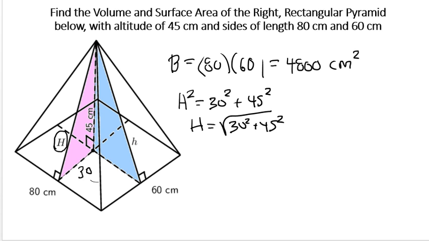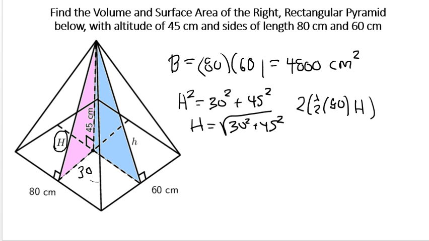Again, I don't have a calculator, but we can figure that out. So the area of the two sides with a base of 80, there's two of them, would be 2 times 1/2 times the length of the base, which is 80, times the length of the slant height, which would be H, which we'd find by finding the square root.